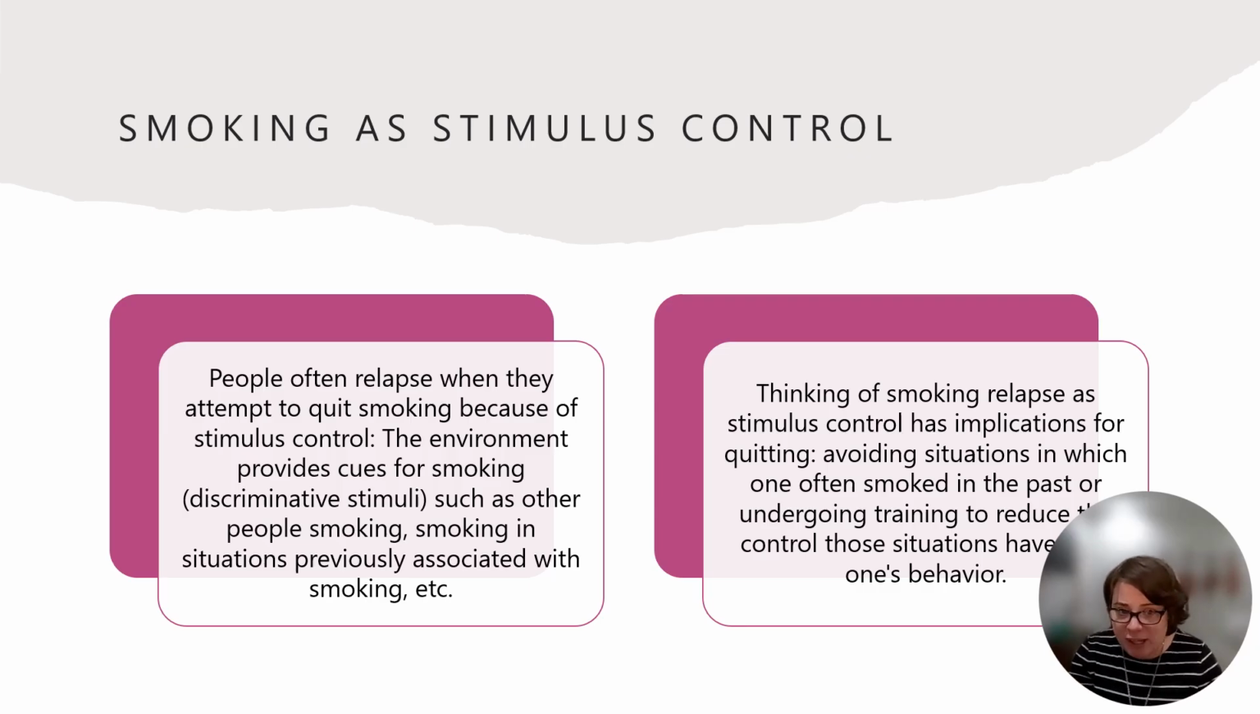So basically, in summation, people often relapse when they attempt to quit smoking because of stimulus control. Their physical environment provides cues for smoking, such as other people smoking, smoking in situations that you previously smoked, such as when you're drinking coffee, drinking alcohol, taking a break at work, doing something that stresses you out, like maybe doing your taxes or paying your bills, right? So thinking of smoking relapse as stimulus control has implications for quitting, right? So avoiding situations where you've smoked in the past or undergoing training with a psychotherapist to be able to exert power over those situations and deal with cravings without actually engaging in smoking behavior.